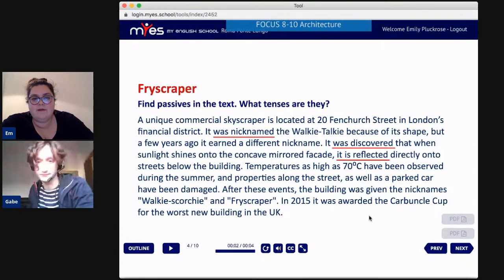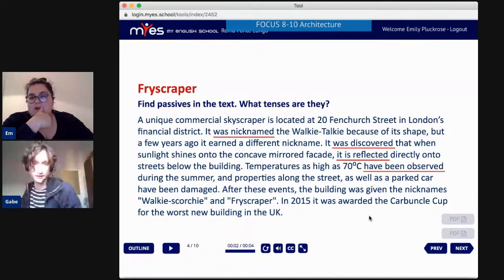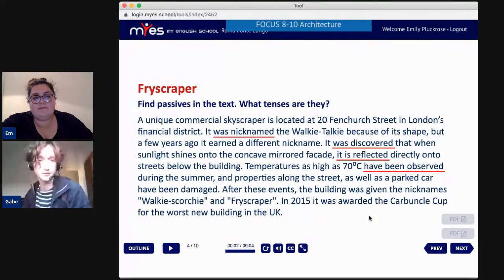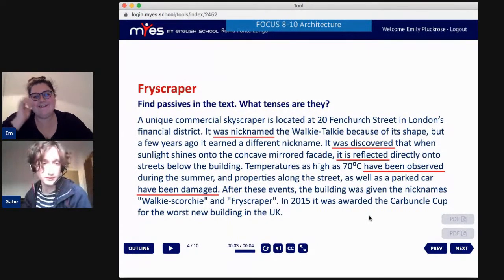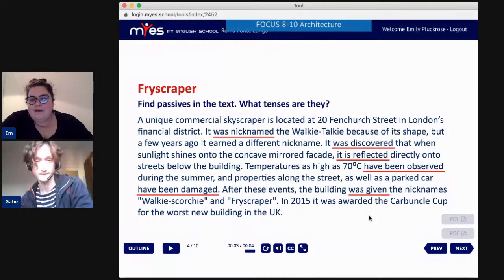So I'll put here: have been observed. Temperatures as high as 70 degrees have been observed. And as Daniela says, it's present perfect passive. Present perfect passive, yeah, well spotted. And Elisa: have been damaged. Great, Elisa. Very nice. And the final one, was awarded. Perfect. Good, Roberta. Thanks. Okay, good.